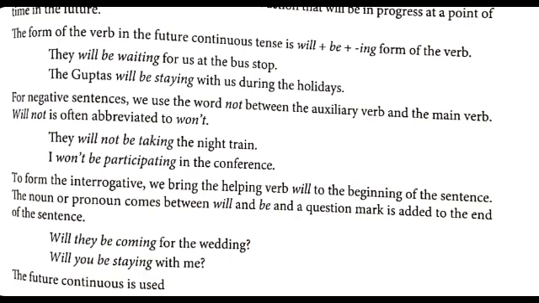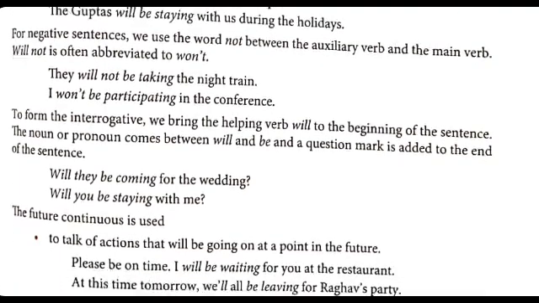The noun or pronoun comes between will and be, and a question mark is added to the end of the sentence. For example, will they be coming for the wedding? Will you be staying with me? So you can see here, first will plus the noun or the pronoun, then be, and then your ing form of the verb, and then your sentence with a question mark.